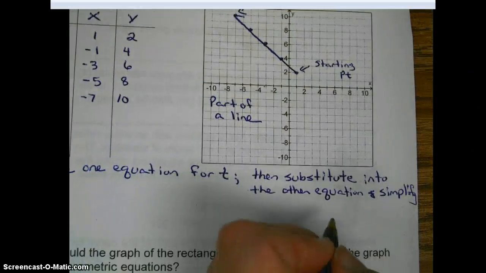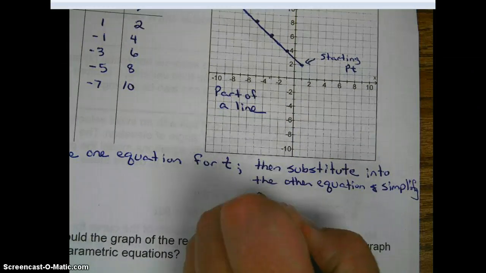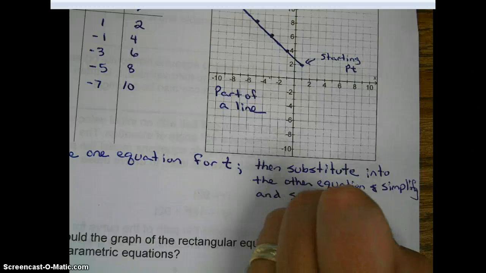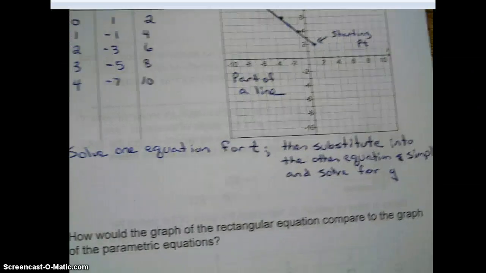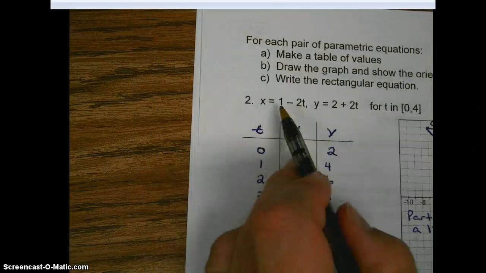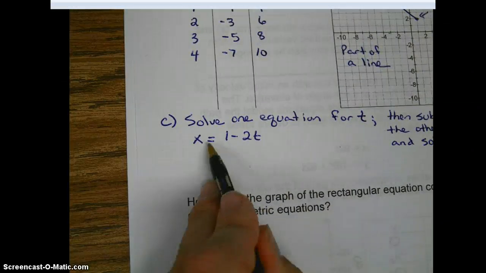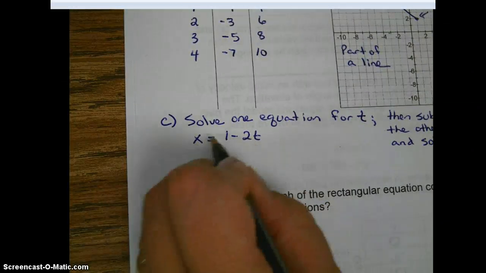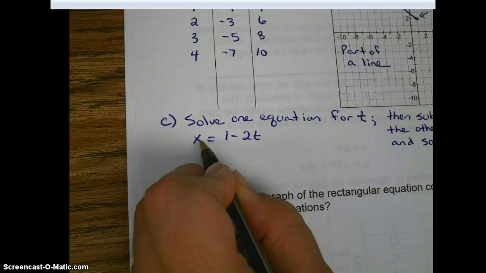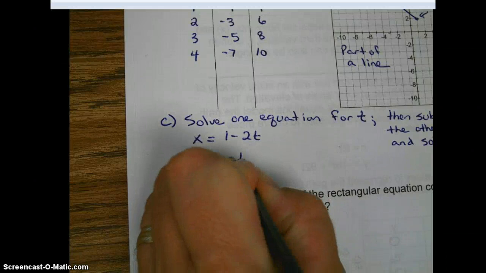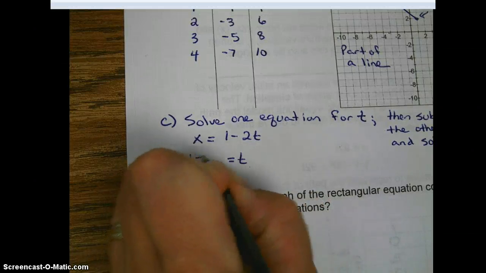I'm sorry about that, getting off here, and solve for y. Okay, so let's take this equation right here and let's solve this one for t. If we solve this for t, we're going to get, subtract the 1, divide by negative 2, we're going to end up with t equals 1 minus x over 2.